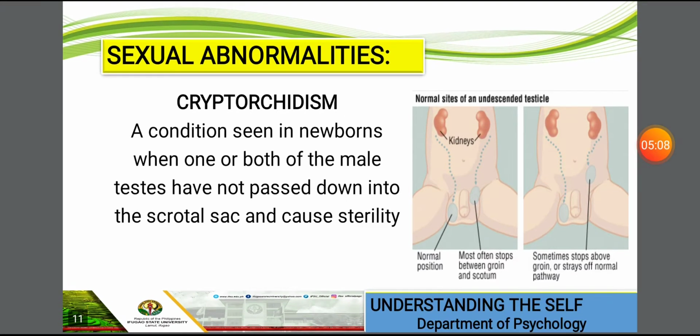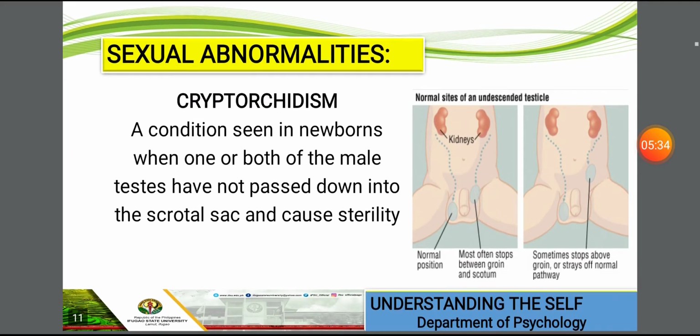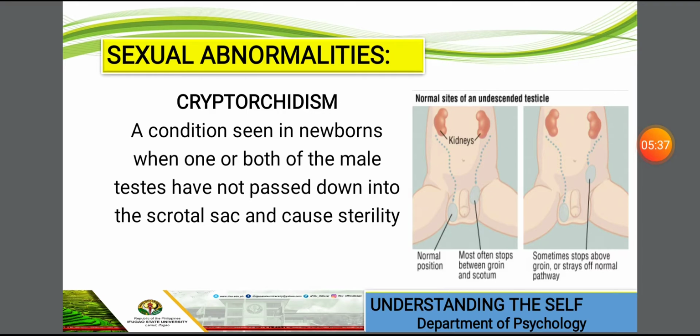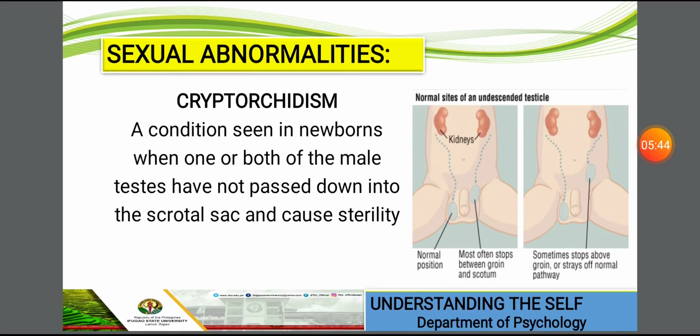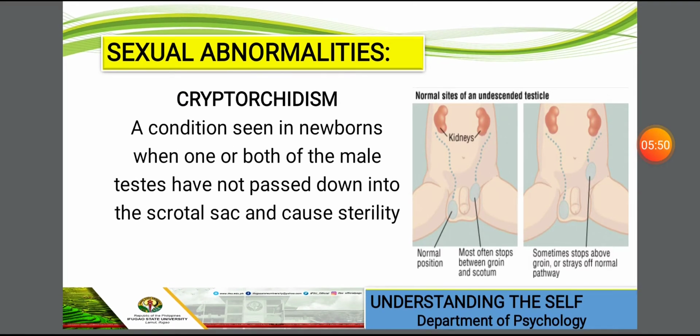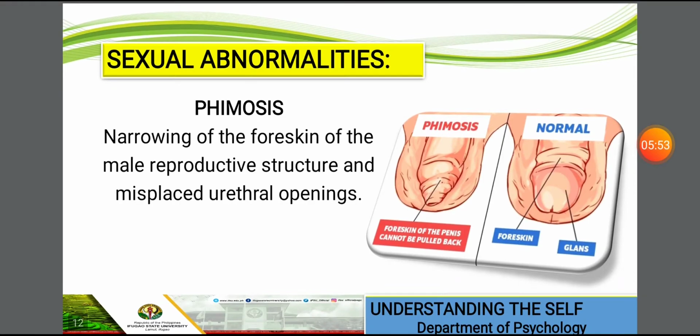And we also have another abnormality, the cryptorchidism. It is a condition seen in newborns when one or both of the male testes have not passed down into the scrotal sac and of course cause sterility or yung pagkabaog or impotence. Okay, so illustration 1 depicts the normal position and most often stops between groin and scrotum. Illustration 2 sometimes stops at the groin or strays off the normal pathway. So makikita natin yung other side of testes na hindi siya nakaposisyon kung saan man dapat. Okay, so that's cryptorchidism.